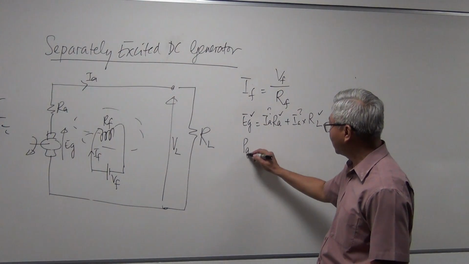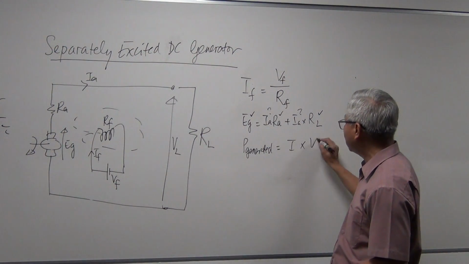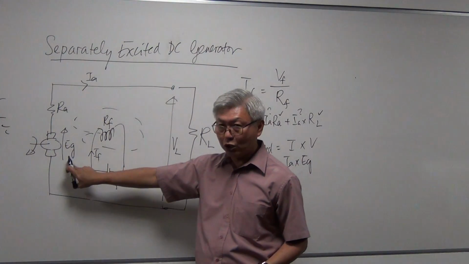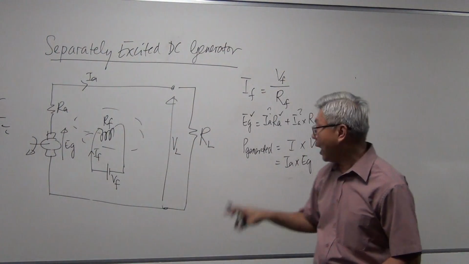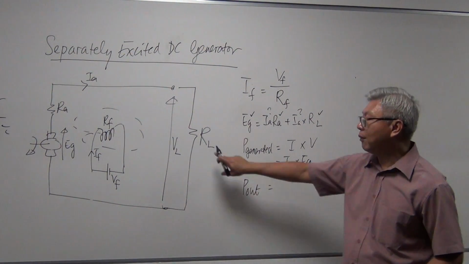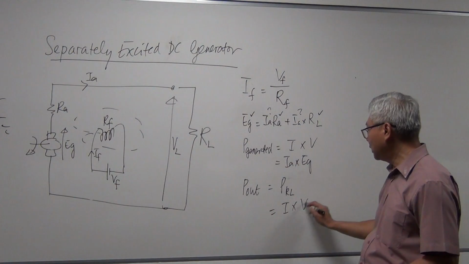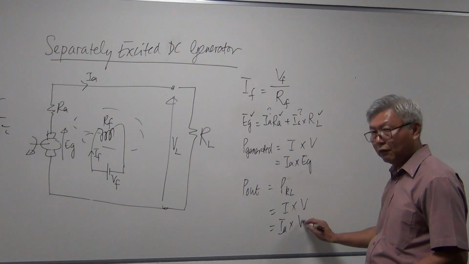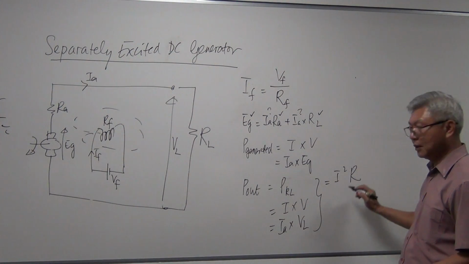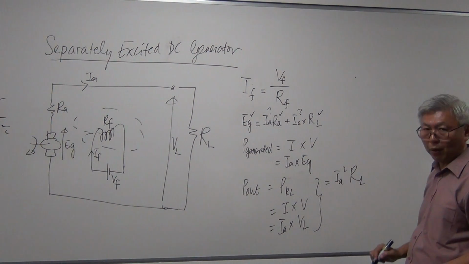Then I want the power generated. Power generated, if I use I times V, will be IA times EG, because the voltage generated is EG and the current flowing out is IA. If I want the output power, it is the power in RL. If I use I times V, it will be IA multiplied by VL. Or if I want I squared R, then it has to be IA squared RL. So that is the output power.